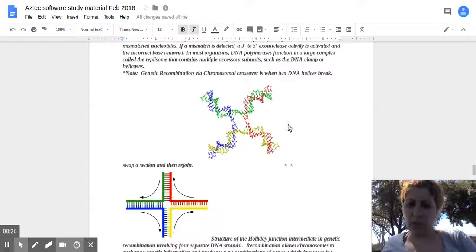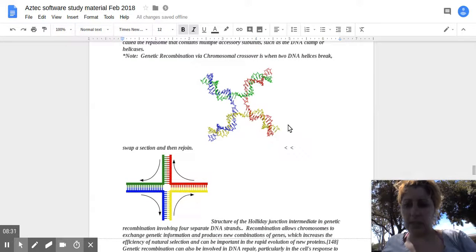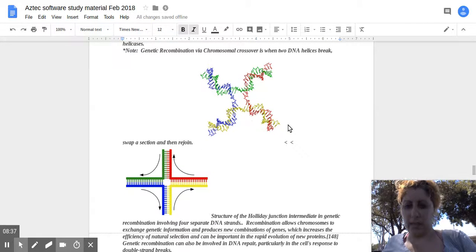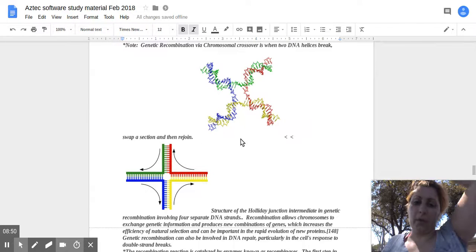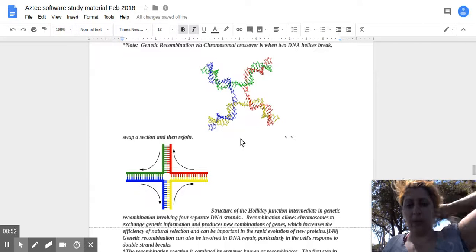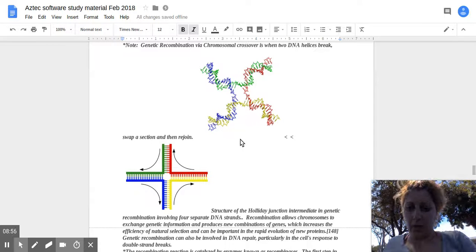Genetic recombination via chromosomal crossover is when two DNA helices break or swap a section of the DNA and then rejoin it. This is how crossover occurs. This is important, especially in sexual reproduction, when you have to recombine the genetic material of each chromosomal strand from each parent in order to produce a unique DNA strand of the offspring.